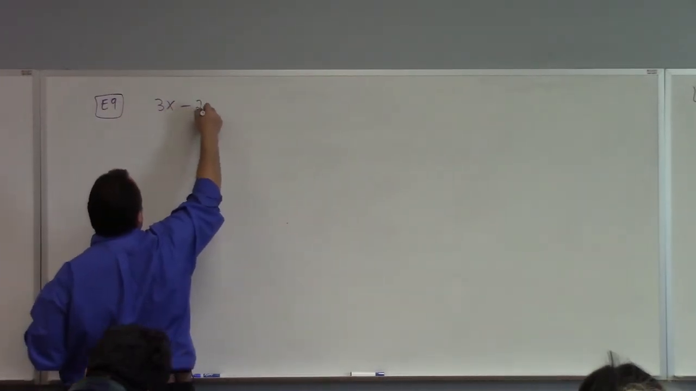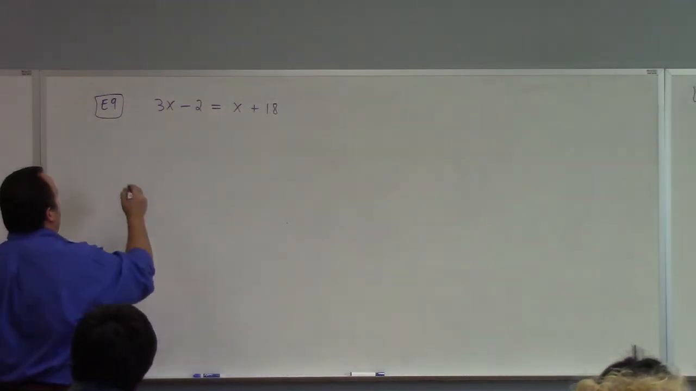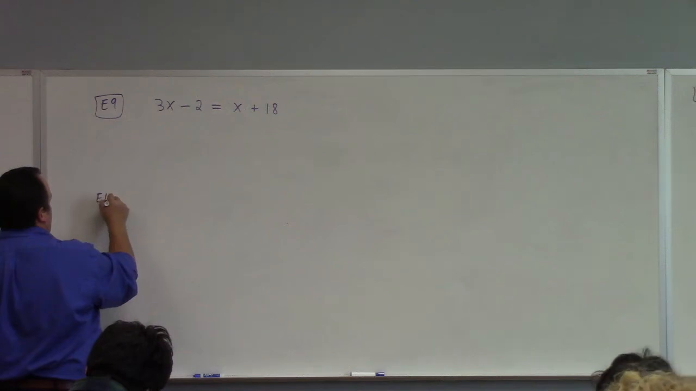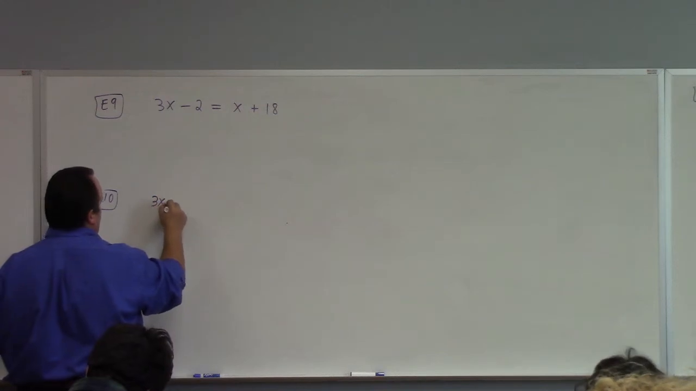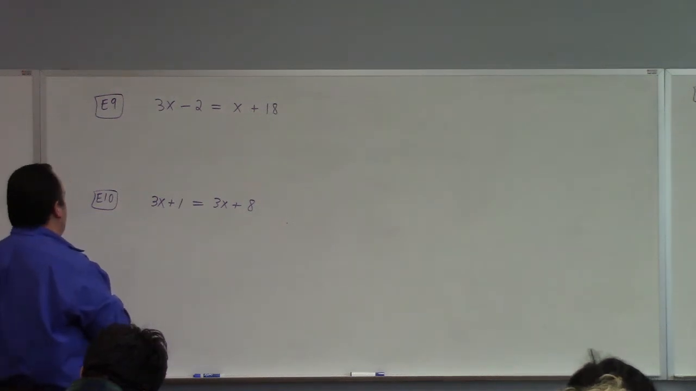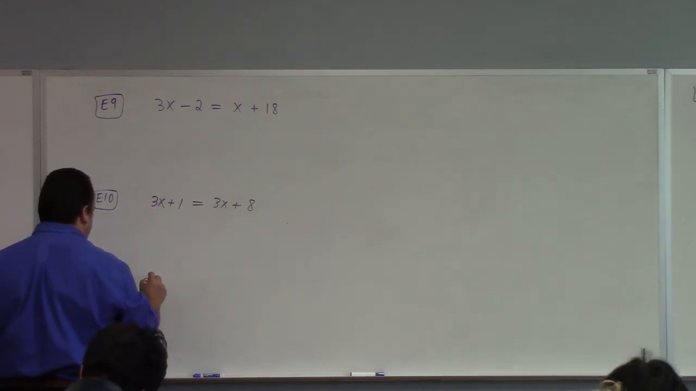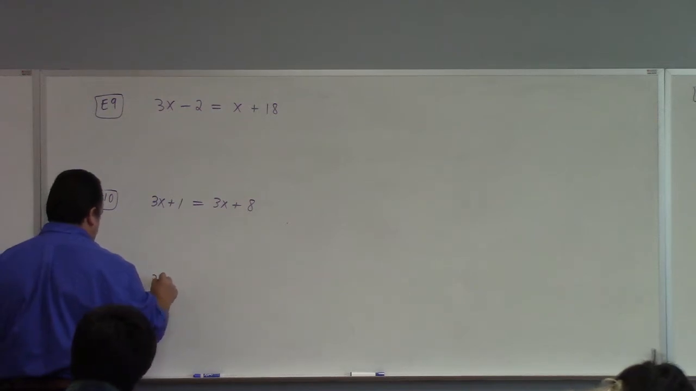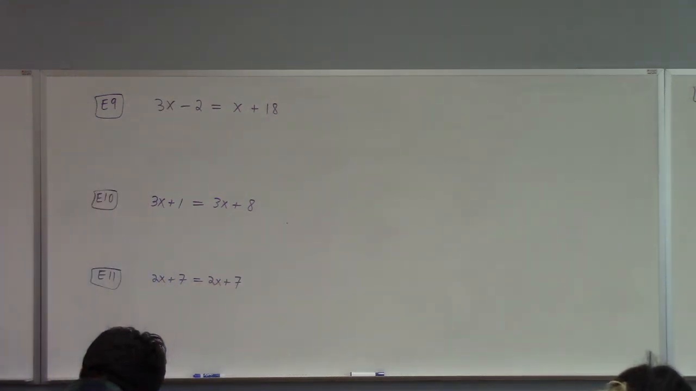Let's see here, 3x minus 2 equals x plus 18. All right, we'll solve that one. Then we're going to solve something like 3x plus 1 equals 3x plus 8. Solve that one. And then we're going to solve, let's see here, 2x plus 7 equals 2x plus 7. All right, so we're going to solve these 3 problems to start with here. All right, let's start on the first one.